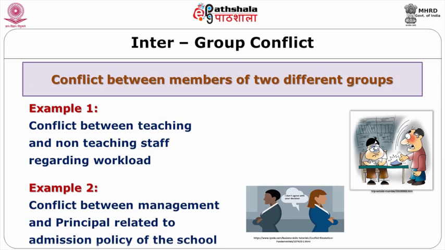When we relate this example with the school level, we can say in school you can have two groups like teaching staff and non-teaching staff. So, when there is a conflict between teaching staff and non-teaching staff, there is a conflict between two groups. So, it will be known as intergroup conflict.